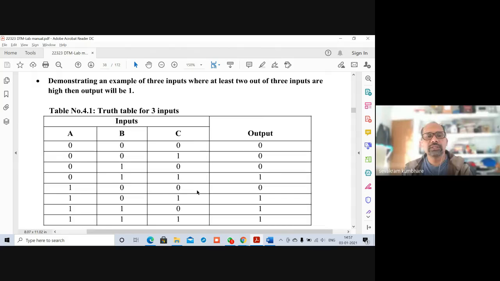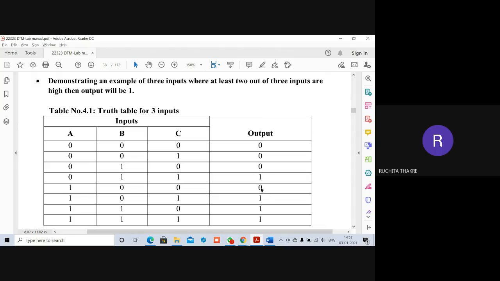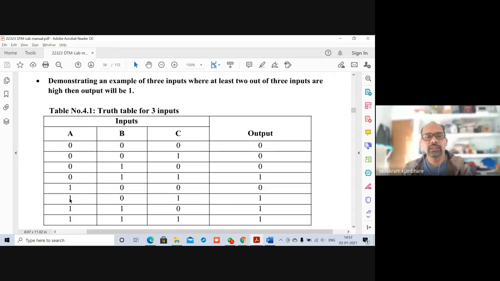Then 1, 0, 0, the output is 0, because again only one 1 is there. Then 1, 0, 1, two 1s are there, that's why output is 1. 1 1 0, two 1s are there, that's why output is 1. 1 1 1, three 1s are there, that's why output is 1. Got it? Yes, sir.